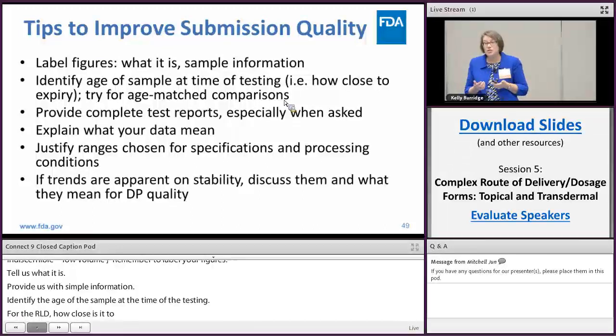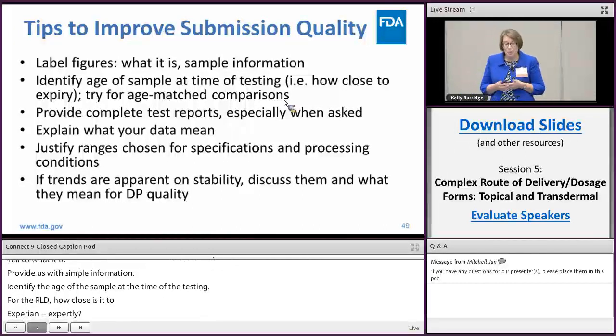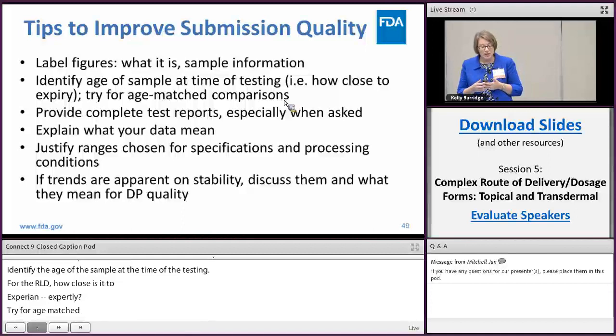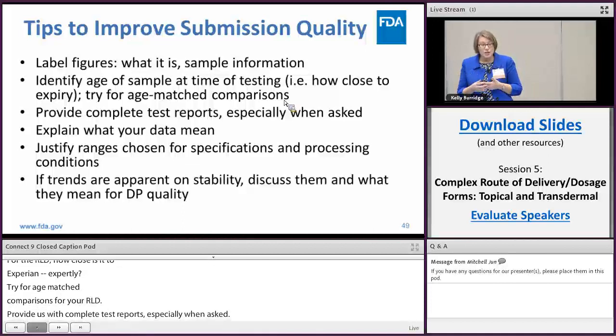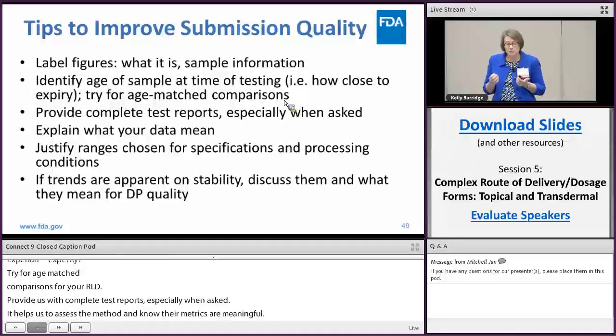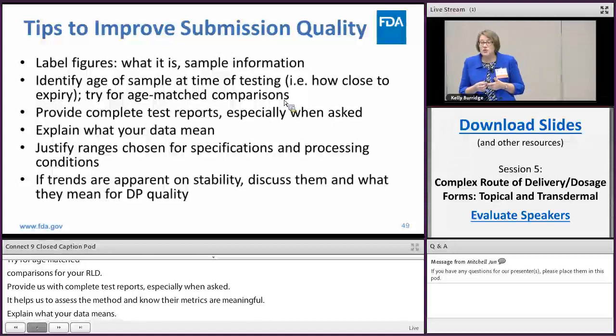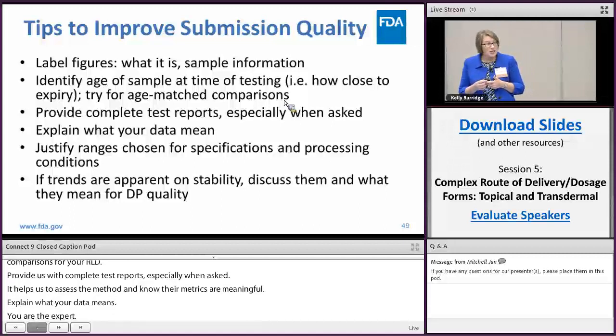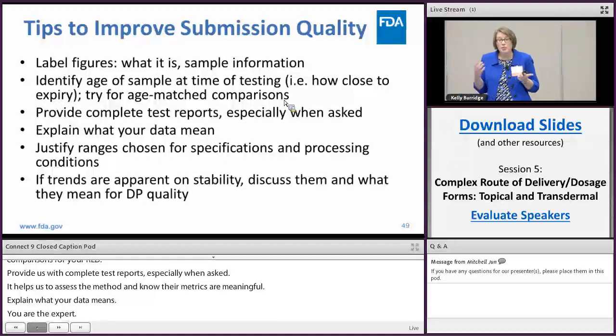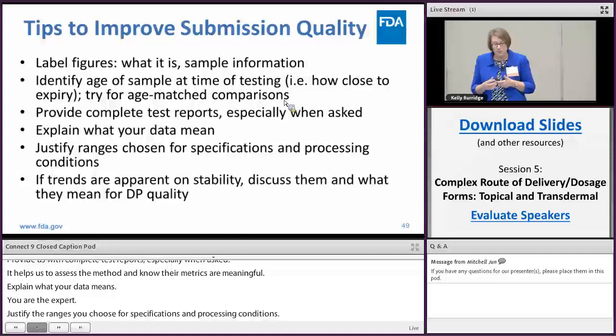Provide us with complete test reports, especially when asked. This helps us to assess the method and know that your metrics are meaningful. Explain what your data mean. You are the expert. Justify the ranges that you choose for specifications and processing conditions. Again, by providing us with comparative data to the RLD and product development data. If trends are apparent on stability, discuss them and what they mean for drug product quality.